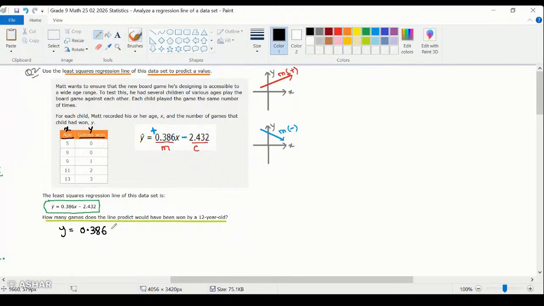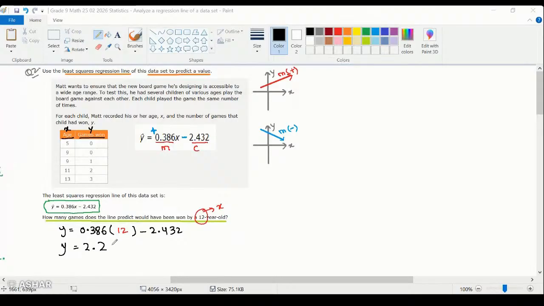0.368x minus 2.432. Since x represents the value of x, we substitute 12 over here. 0.386 multiplied by 12 comes out to be 4.632 minus 2.432. The value of y comes out to be 2.2. But no one can win 2.2 games, right? They have to win either 2 games or 3 games.